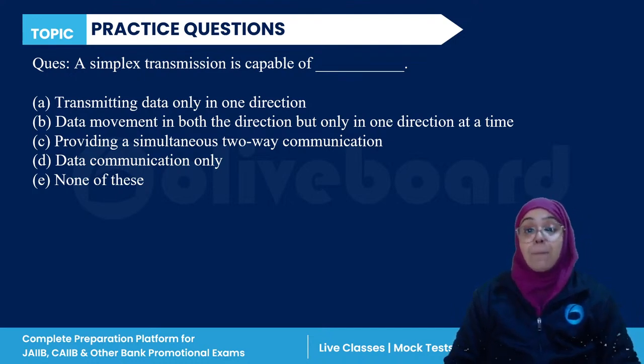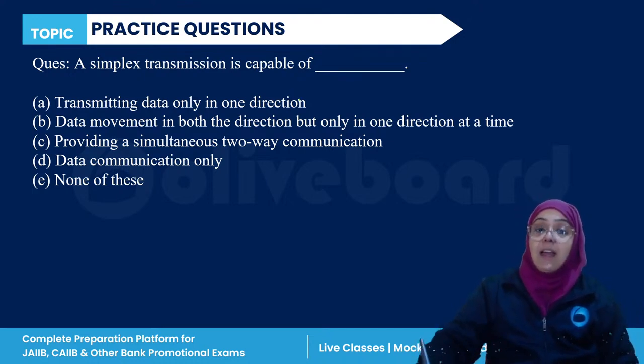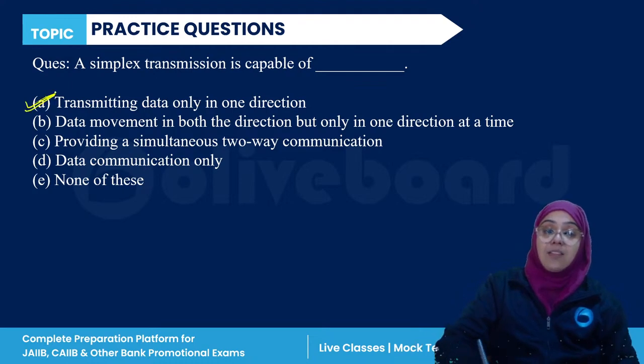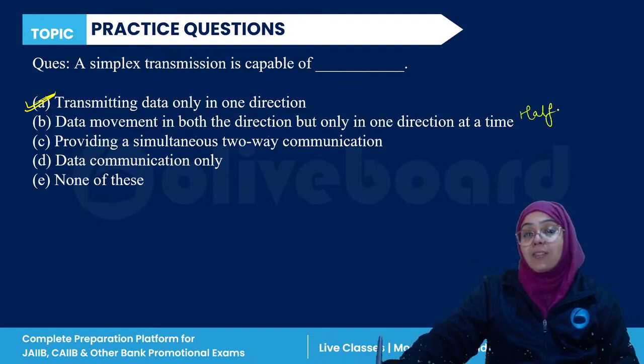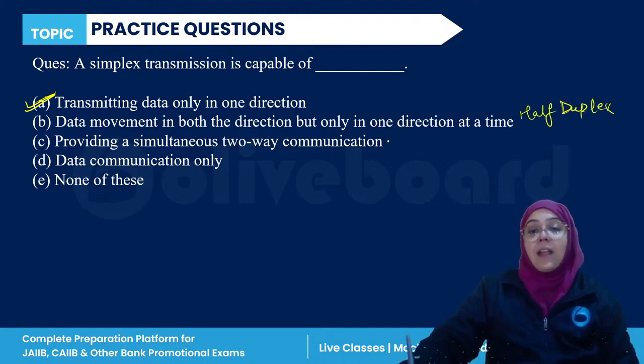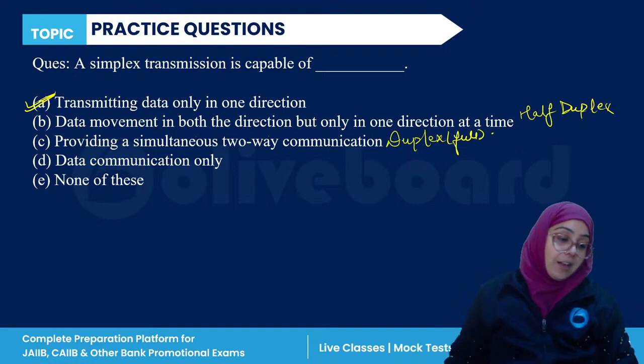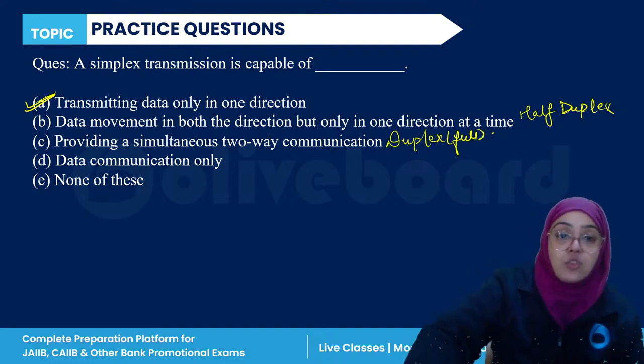So yes, simplex transmission means one data at a time. A is the correct answer. When data movement is in both directions but only one at a time, it is known as half duplex. While two-way communication is known as full duplex. So A is the correct answer. This is the simplex transmission.